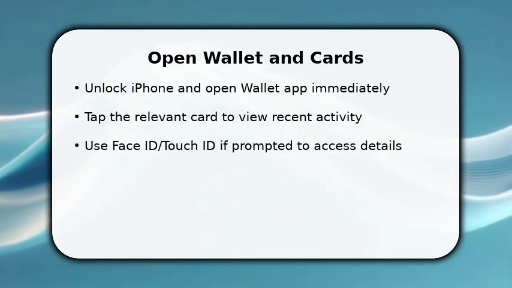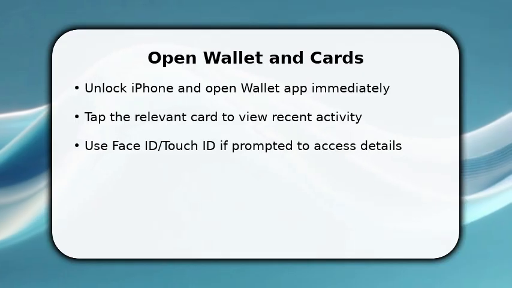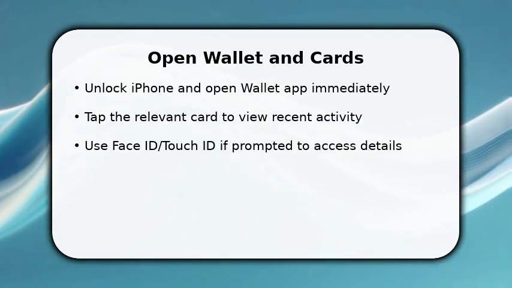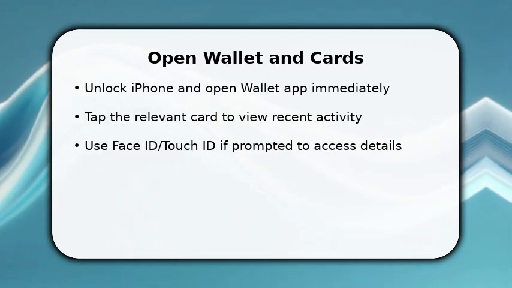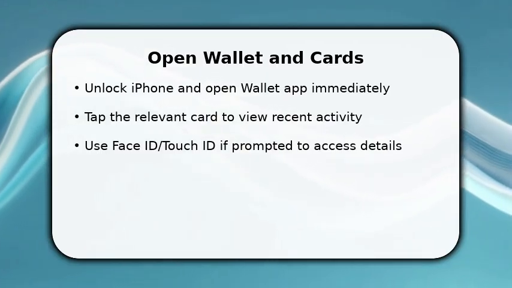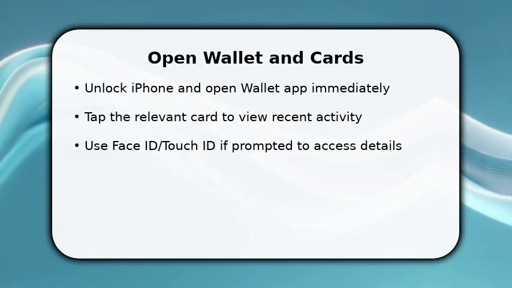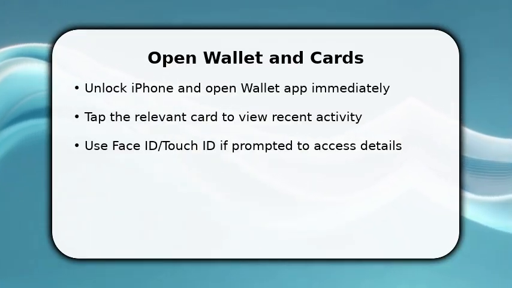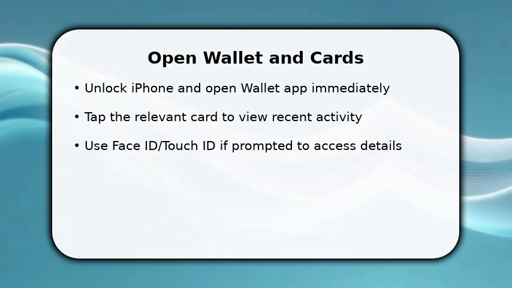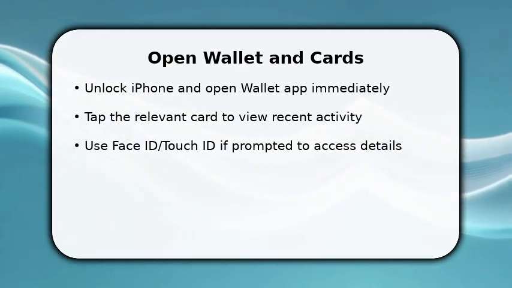You start by unlocking your iPhone and opening the Wallet app so you can access transaction information quickly. Tap the card you used for the purchase. This brings up the card view and recent charges. If Face ID or Touch ID appears, authenticate to reveal full details. This secures sensitive data while letting you proceed.